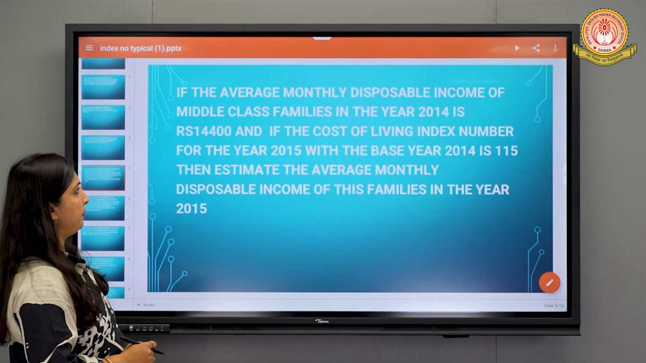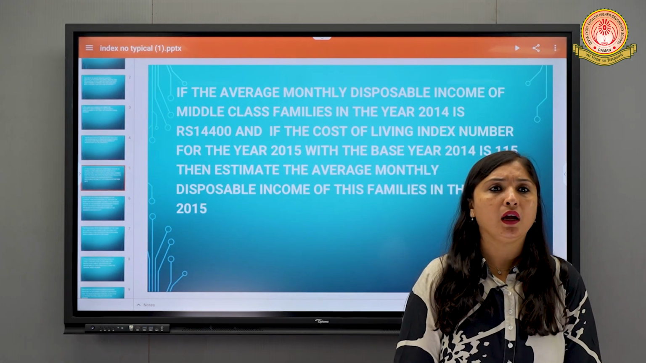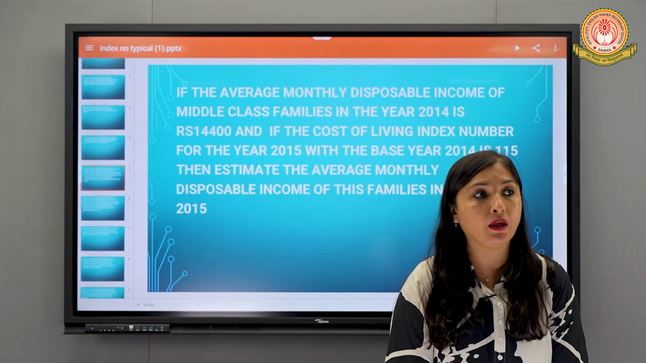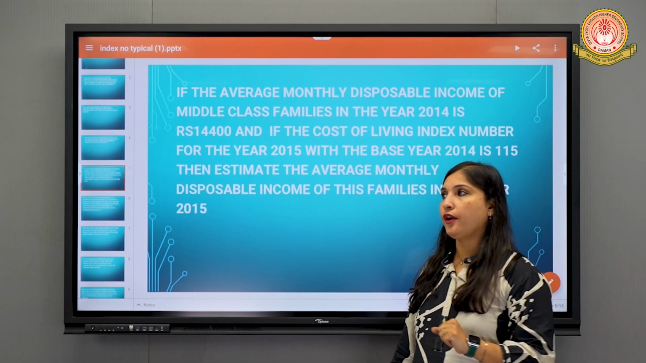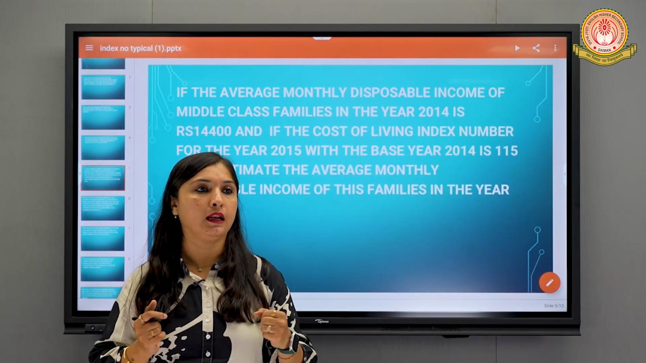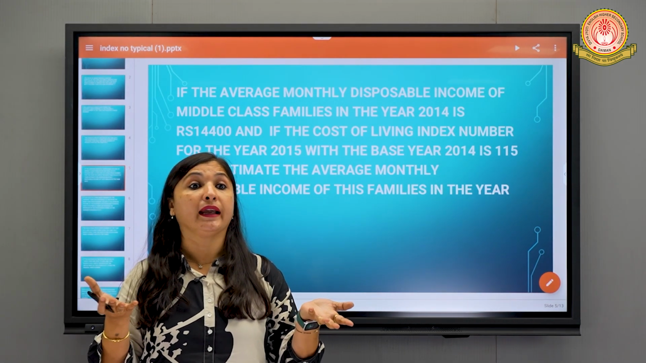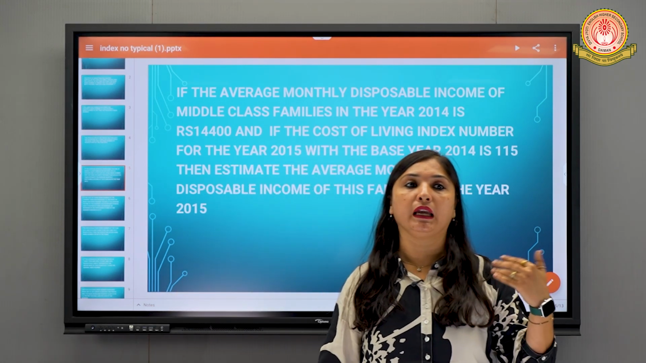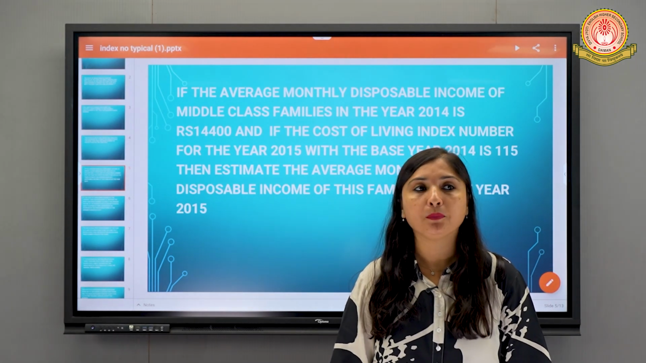Moving towards the next example. This is a very important example. Why? Because these types of questions are usually asked in your board exam. And in these types of questions, you have to find the cost of living. I already explained to you that if a family wants to sustain their lifestyle, they have to sustain their purchasing power. So if the purchasing power is increasing, then only they will be able to sustain their life, right?